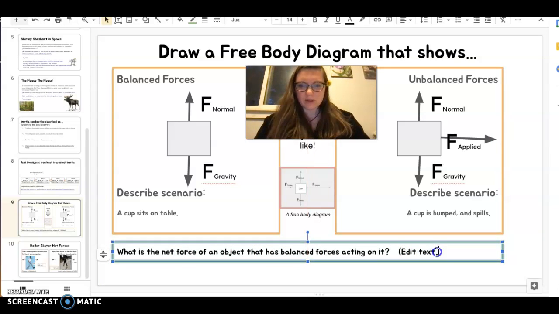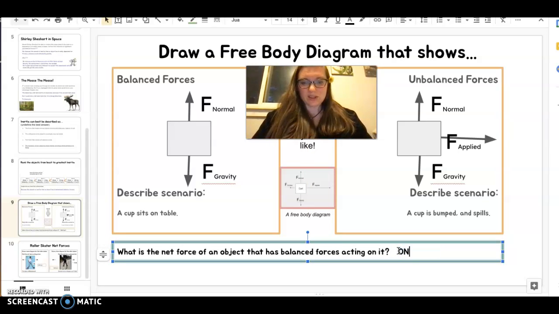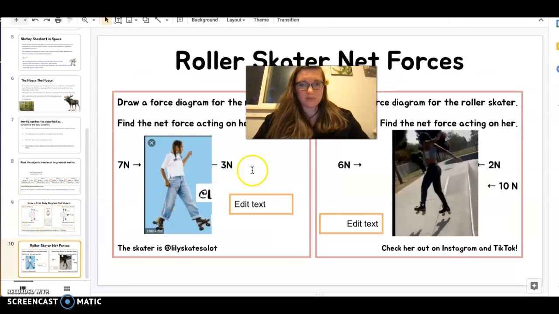Kind of a trick question, but not really. If the net forces are balanced, then they cancel each other out. So the net force of an object with balanced forces acting on it is 0 newtons. Newtons. There.